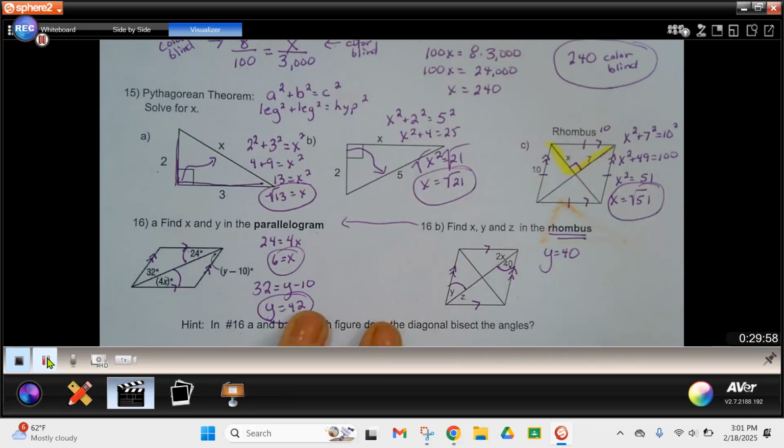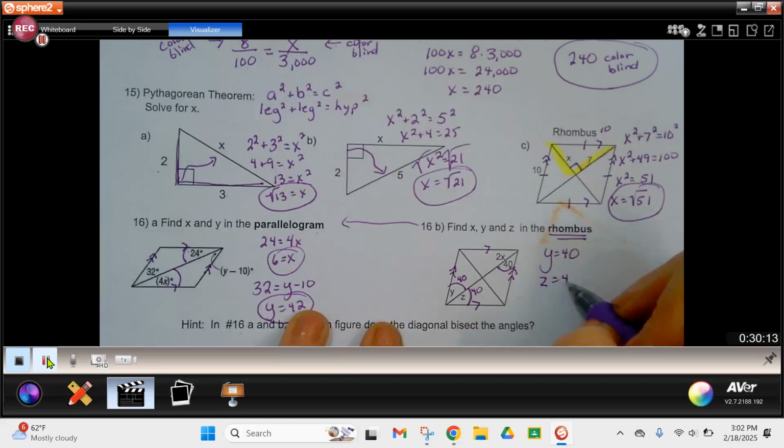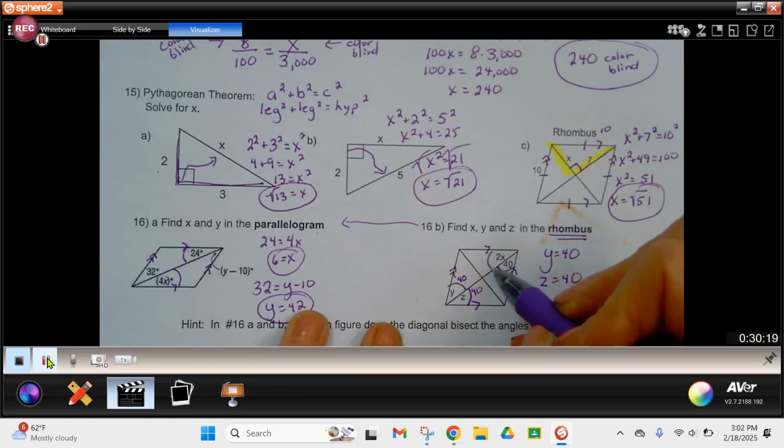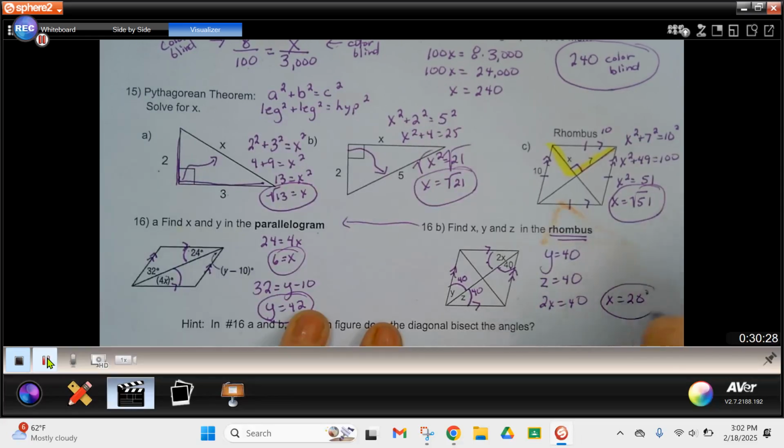But this is a rhombus, so it's really special because the diagonals bisect the angles. So if this one is 40, guess what? So is this one. So Z also equals 40. And if this is bisecting this angle, it's also bisecting this angle, so these two are also congruent. So 2x equals 40, that means x equals 20. So the fact that it's a parallelogram told us that y was 40, but it's also a rhombus. So this is 40 and this is 40, and it turns out this is 40 and this is 40 as well.